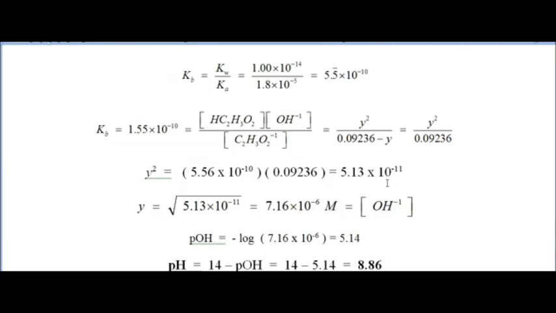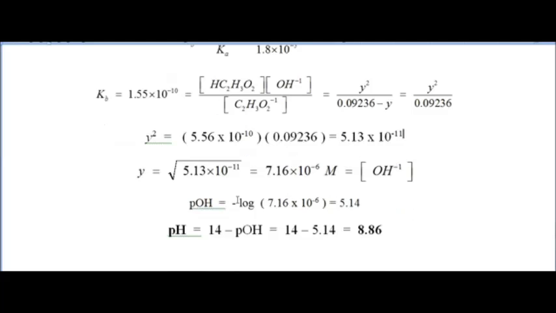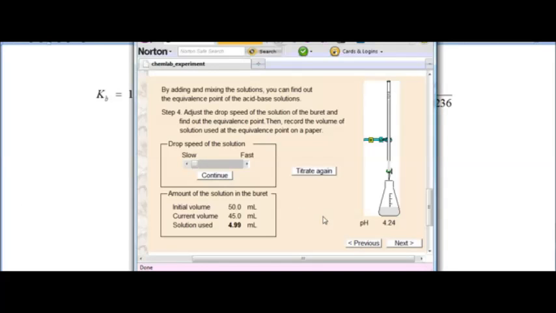So now Y squared is equal to all of this. And then what we're going to do is take the square root of Y and get our concentration of hydroxide, also the concentration of acetic acid, but again, you can't find the pH from an acid. You have to find it from either hydrogen or hydroxide. So here's our concentration at the equivalence point. Let's quickly go to the demo.